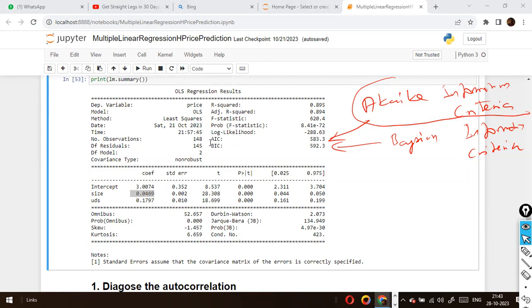Okay, next one is how to interpret the model's output here. Here we can see 0.0469 for size and UDS 0.17. Right? So how do you interpret this one? I have explained to you as part of simple linear regression. The same principle is applicable here.